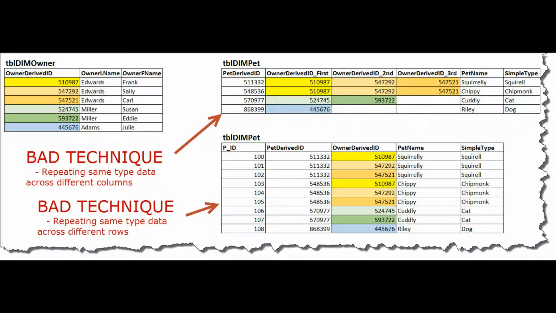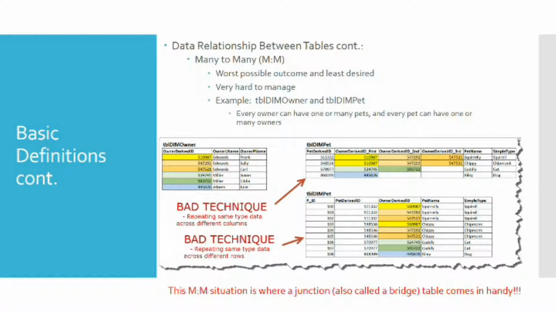The one way I've tried to deal with this in the bottom right table is to push that data into rows, but this also creates a problem where we have duplicate pets. As you can see, the first three rows deal with the squirrel pet, the second three rows deal with the chipmunk, and then the next two deal with the cat, and then you have one for the dog. So this is also a violation of data integrity rules. One way we get around this is through a junction table or bridge table, which I'll talk about more in just a few minutes.